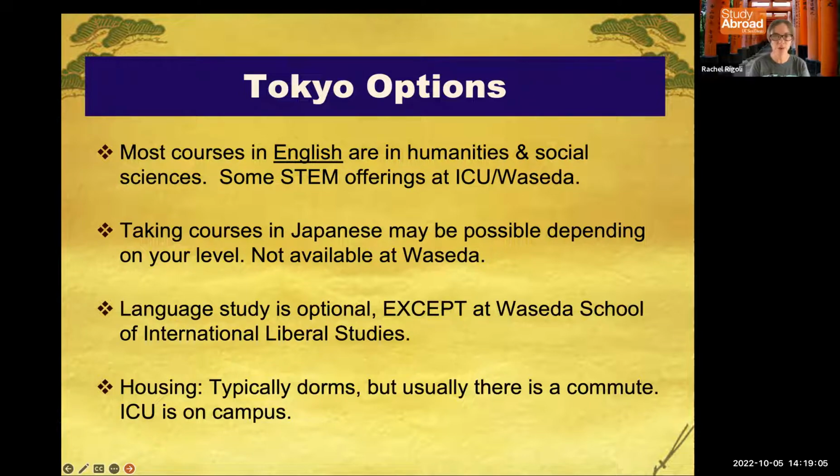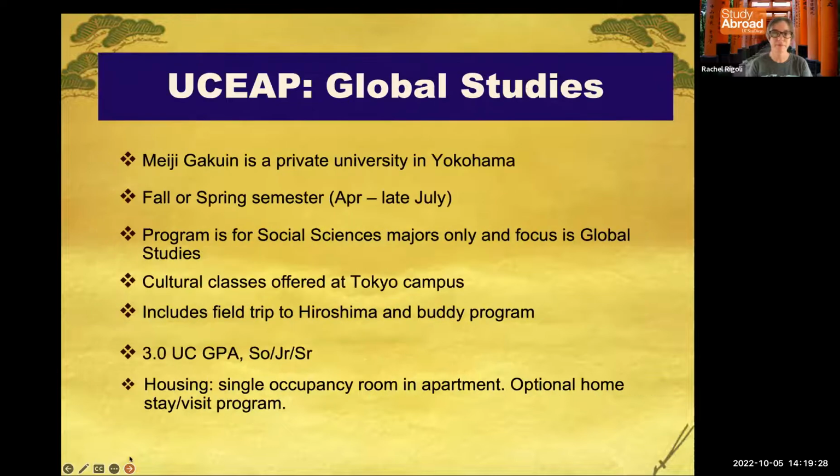Tokyo is a large, populated city, and it's common for Japanese to have to commute, and it may be an hour or so. So that's something you should be aware of. Hitotsubashi and ICU are going to have on-campus housing or housing very close by. So if that's something that's important to you, definitely take a look at those two offerings.